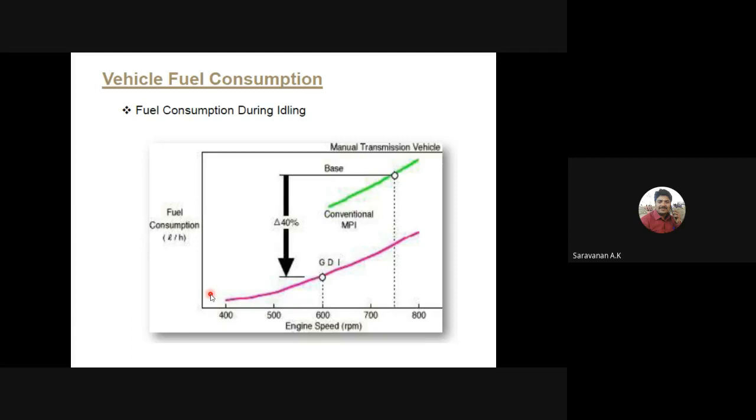But in the GDI engine, up to 120 kilometers per hour, we supply only an ultra lean mixture, so the ultra lean combustion mode will be there. So obviously the fuel consumption will be lower in the GDI engine. At the same time, even in idle condition the engine gets minimal fuel. Around 40% of fuel is reduced by using the GDI technology.